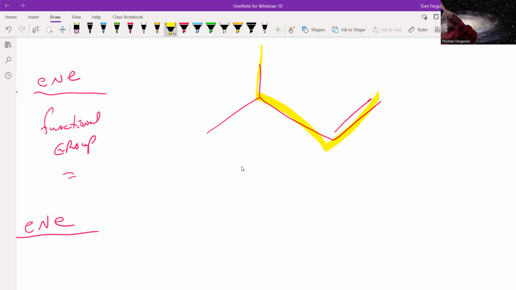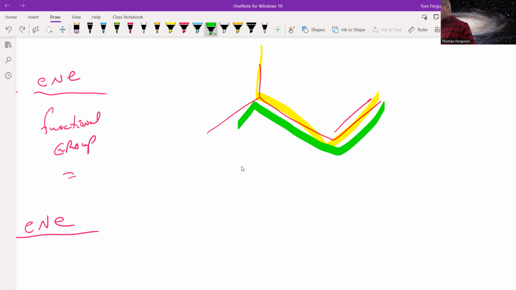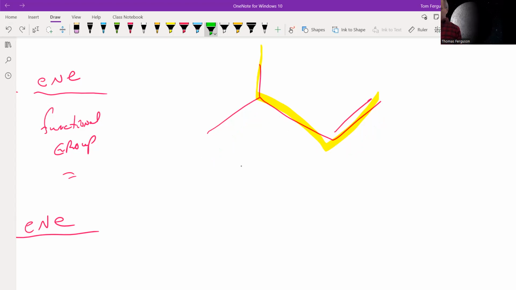Now, there's two ways to draw that. Either yellow or green, either one works. Let's use the yellow one. Okay. Now, next thing we have to do is name the carbons, the number of carbons. There is 1, 2, 3, 4 carbons.